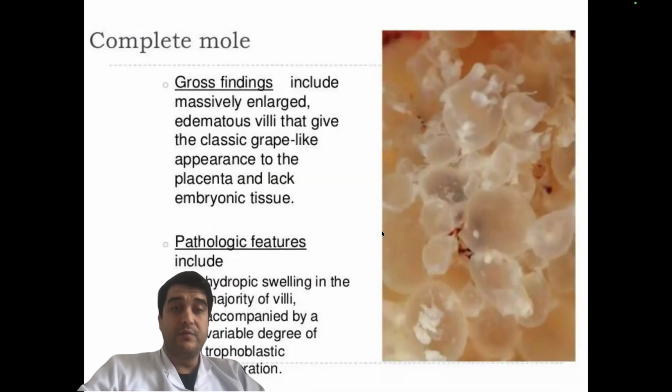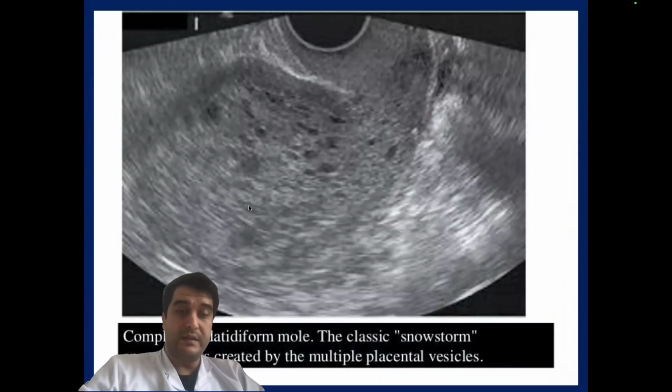Gross findings include massively enlarged edematous villi that give a classic grape-like appearance to the placenta and embryonic tissue. Pathologic features include hydropic swelling in the majority of villi, accompanied by a variable degree of trophoblastic proliferation. You can see a complete hydatidiform mole with the classic snowstorm sign, which you can find by ultrasound.